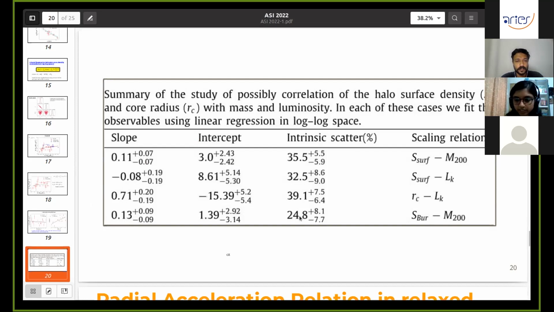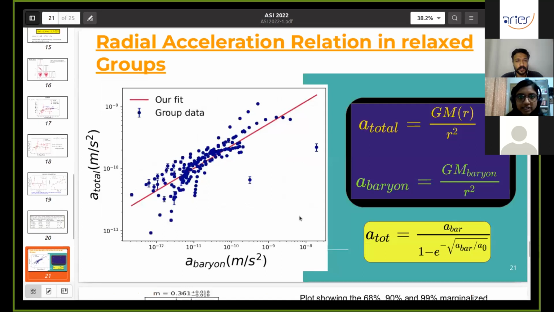Now, coming to the radial acceleration relation, here is a plot showing the total acceleration versus the baryon acceleration. From the SPARC data, this is the scaling relation between a total and a baryon, which has been coined the radial acceleration relation.